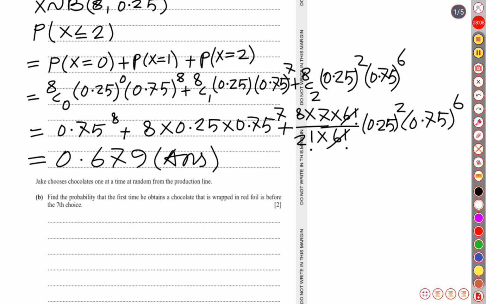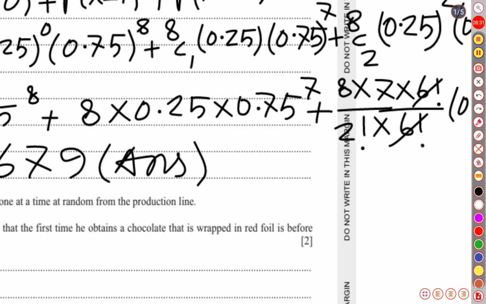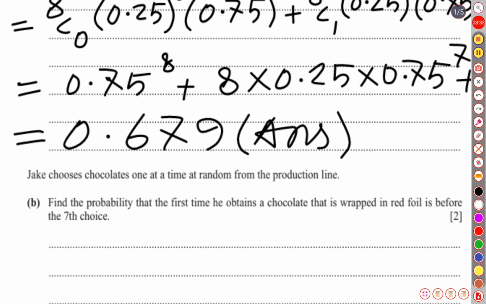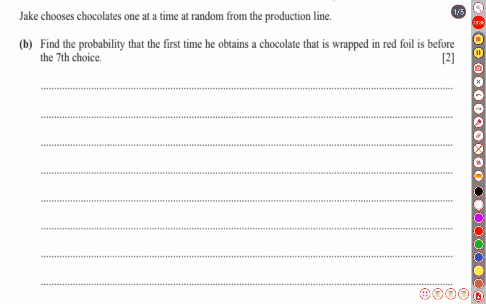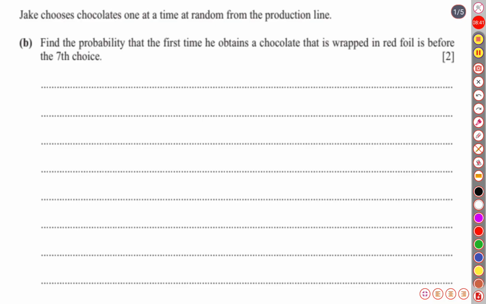And the immediate next question says Jake chooses chocolates one at a time at random from the production line. Find the probability that the first time he obtains a chocolate that is wrapped in red foil is before the seventh choice. Okay, so this question contains a clue word. What is that clue word? It is for the first time he chooses. If any question contains the words for the first time or until, that is nothing but geometric distribution.